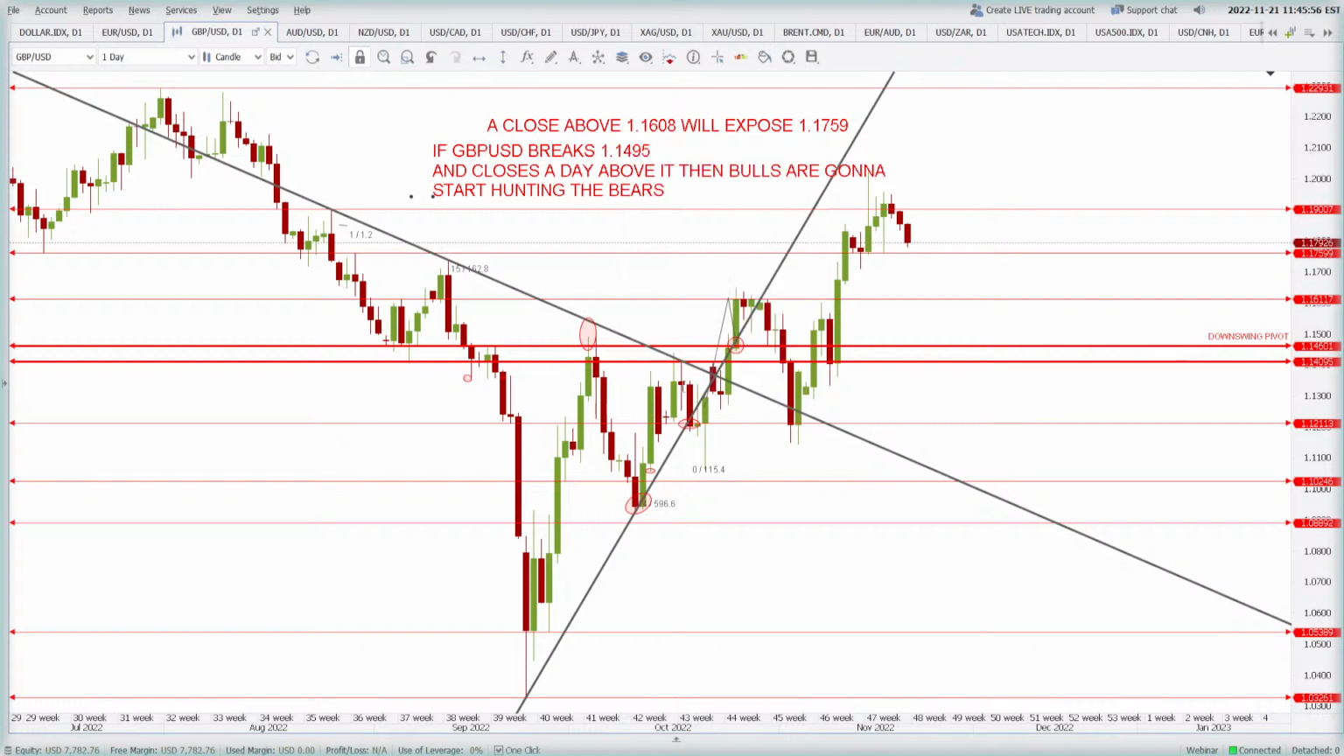You see, this was 0.95, and it closes a day above it. Then the bulls are gonna start hunting the bears. It closed a day above this level, it got rejected at 1.1611. But you see how beautifully the bulls took over at 1.1211 again and pushed the prices above these highs, even towards 1.1900. This is no joke, guys.